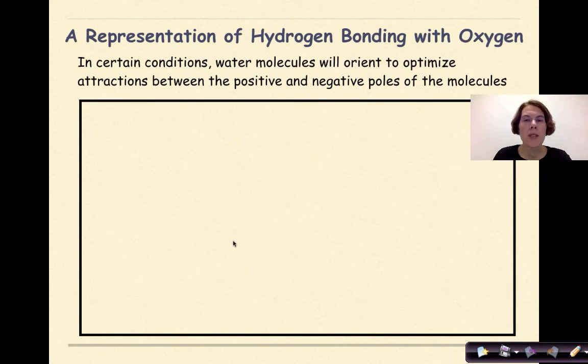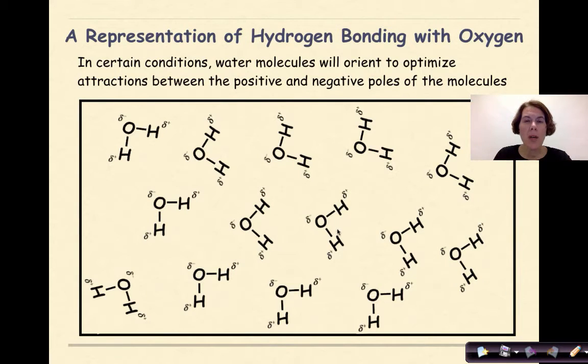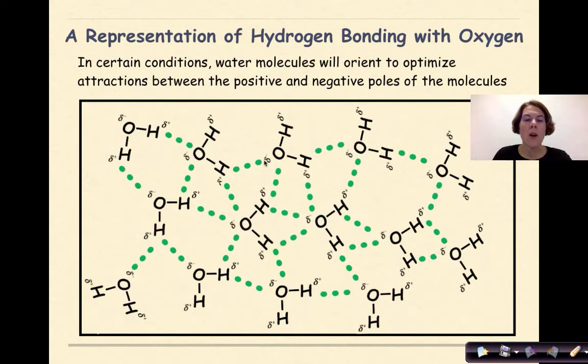Now let's look at a representation of hydrogen bonding with oxygen. In certain conditions, water molecules will orient to optimize attractions between positive and negative poles of molecules. So let's add some water molecules. Here are my water molecules where the oxygen is slightly negative and the hydrogens are slightly positive. If we add in the hydrogen bonding, again, we can see that the slightly negative end of the oxygen is attracted to the slightly positive end of the hydrogen. The water molecules are oriented in order to optimize these opposite attractions.